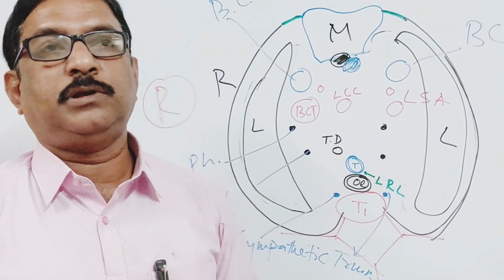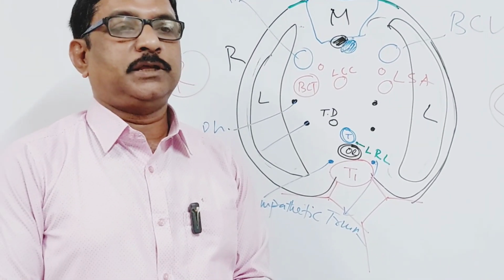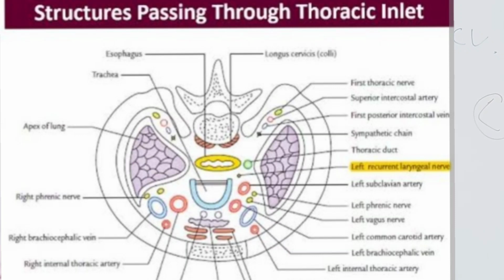So from this, you will understand that the thoracic inlet is not completely an inlet. It may be called an outlet in clinical terms, or better to say the superior thoracic aperture, through which some structures may enter into the thoracic cavity and some structures may go out of the thoracic cavity. So many anatomists use this term superior thoracic aperture instead of thoracic inlet.